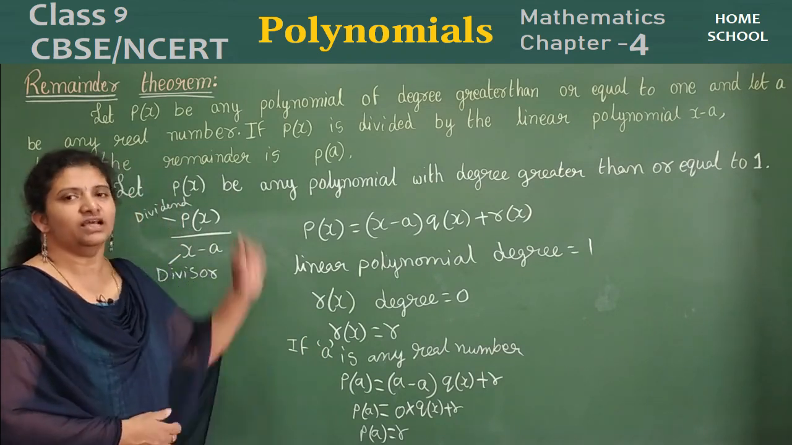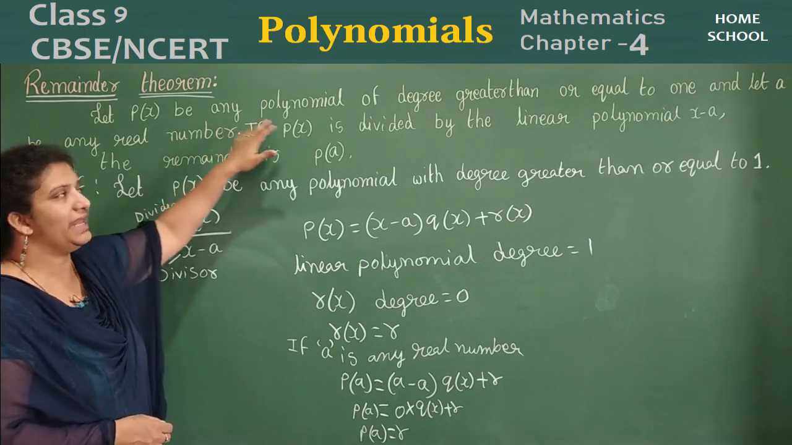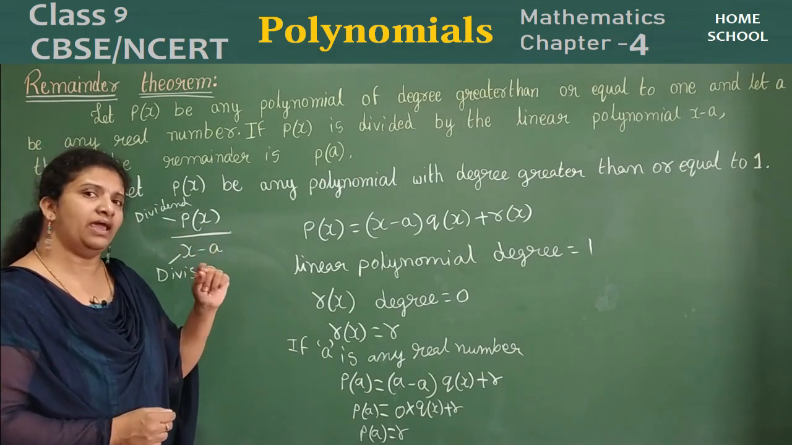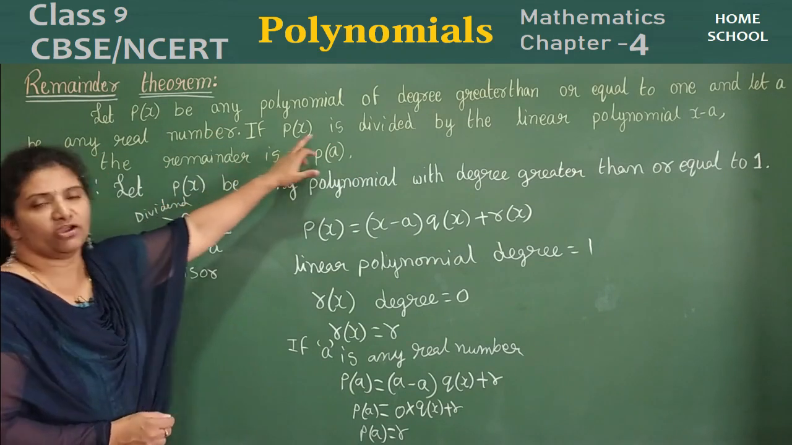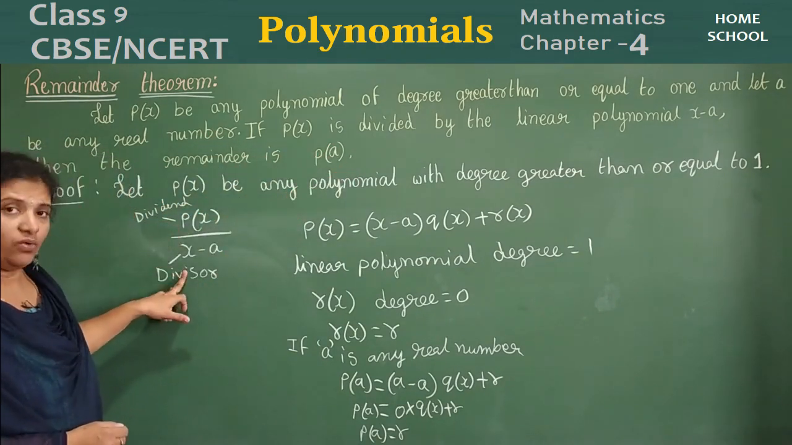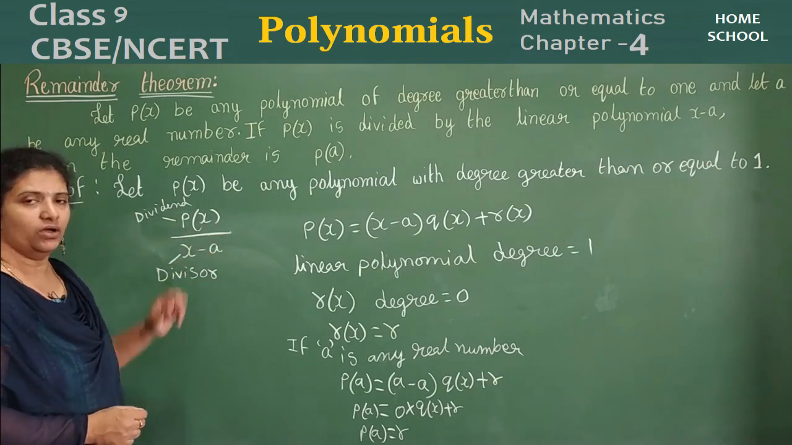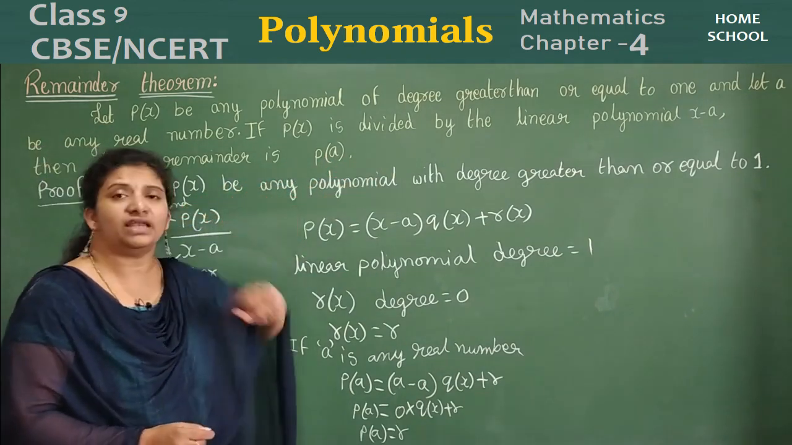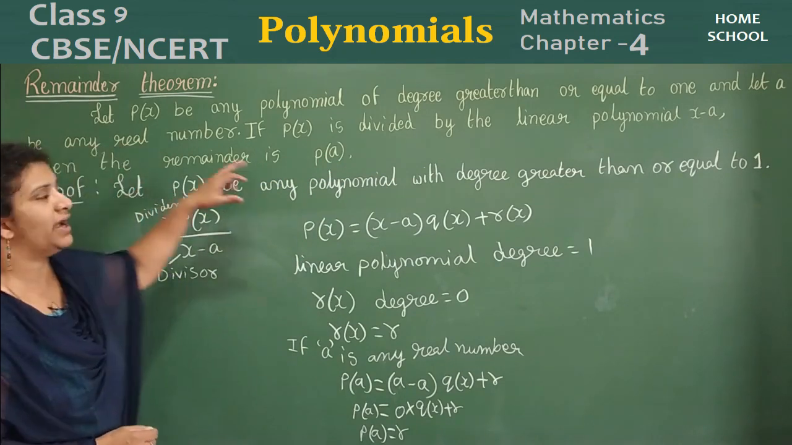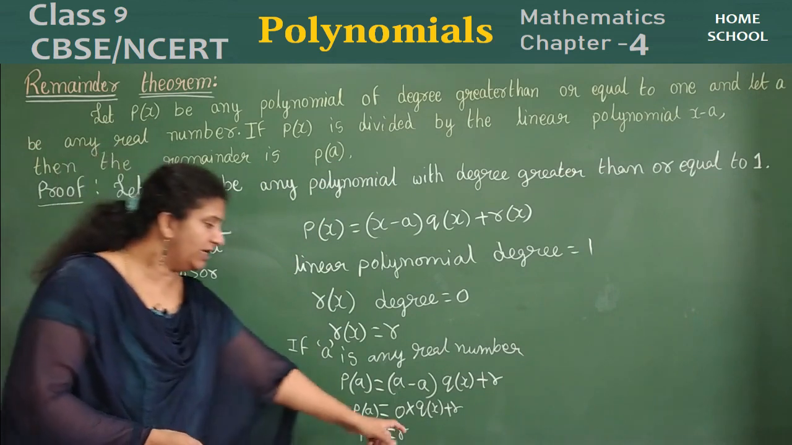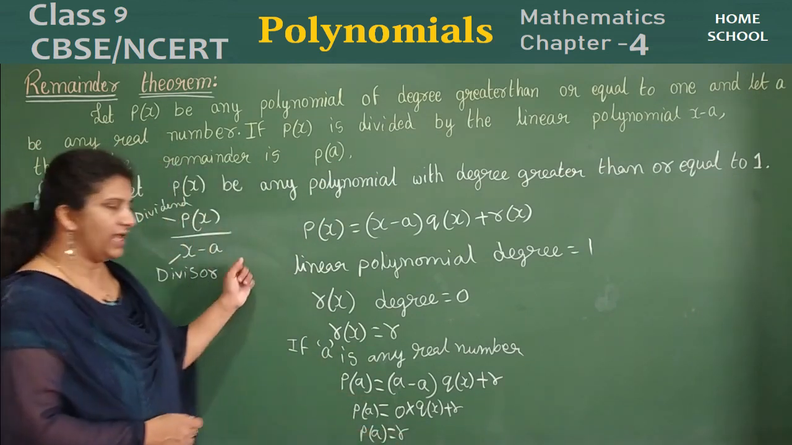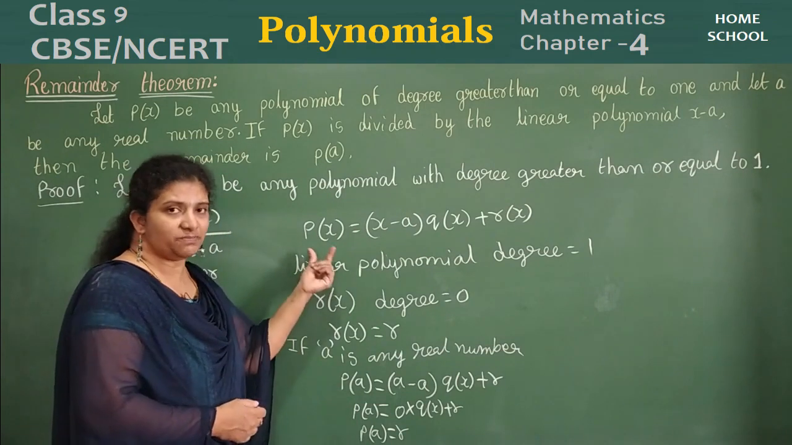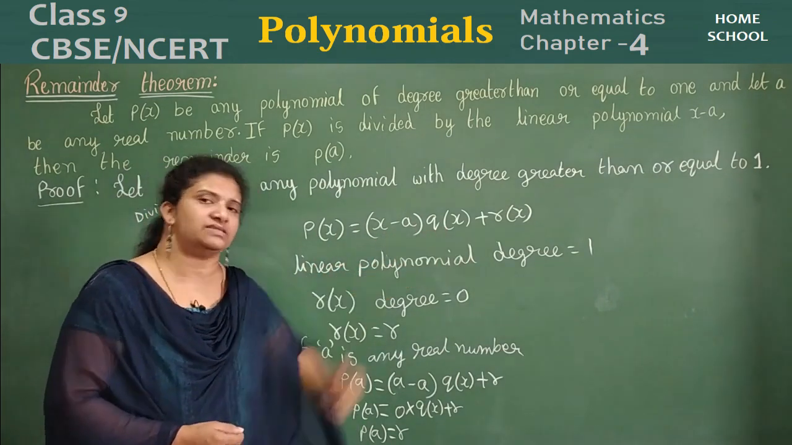Once again we discuss here, children. What is the statement? Let p of x be any polynomial of degree greater than or equal to 1, and let a be any real number. If p of x is divided by x minus a, we get a quotient and remainder. So, divided by the linear polynomial x minus a, the remainder is p of a. What do I need to prove? I need to prove remainder is equal to p of a. So, now we know that dividend is equal to divisor into quotient plus remainder. That is p of x is equal to g of x into q of x plus r of x.